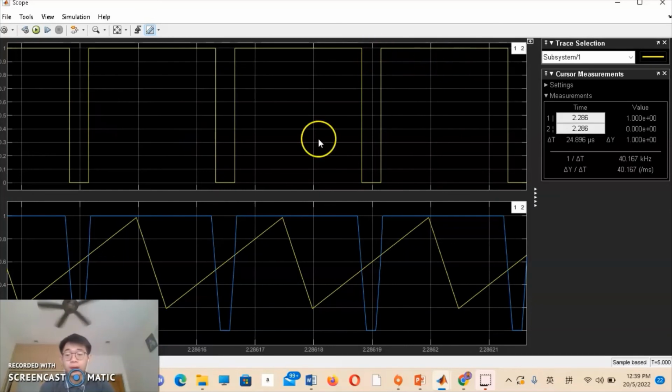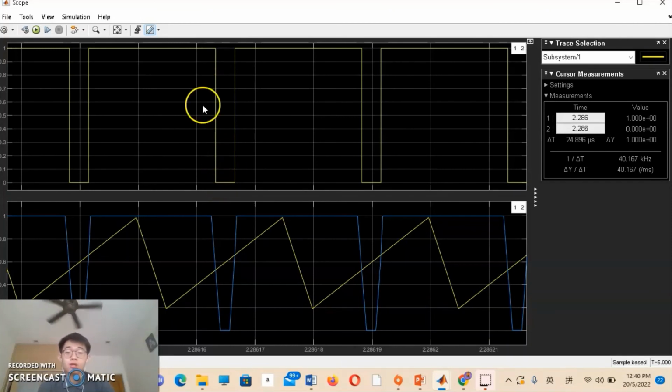Okay, so whenever we see that the feedback signal is greater than the sawtooth signal, the gate signal will be high. And whenever the sawtooth signal is greater than the feedback signal, the gate signal of the MOSFET will be low. So whenever the gate signal is high, the MOSFET will be turned on, and whenever the gate signal is low, the MOSFET will be turned off.